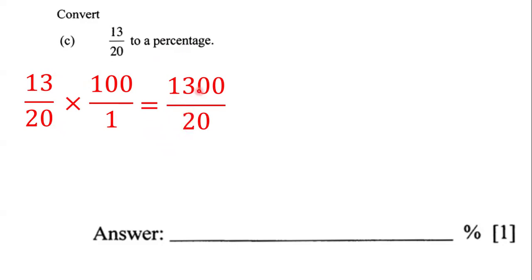And then we have to divide. We have to divide 1,300 by 20. When we divide that, we get 65. And so that means that 13 over 20 as a percentage is going to be 65%. And that's our answer to this question.